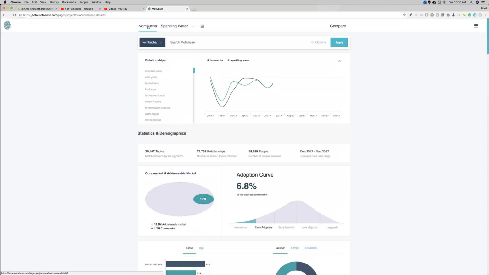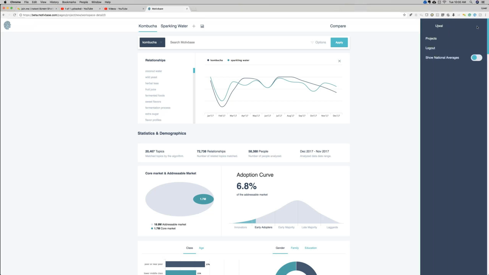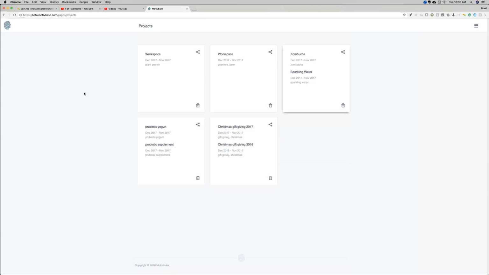Just a quick reminder that you can save these workspaces. All you have to do is hit that floppy button there, and it'll save the workspace, which you can access quite simply by pulling up this sidebar, going into projects, and you'll see a list of all the projects that you've saved.